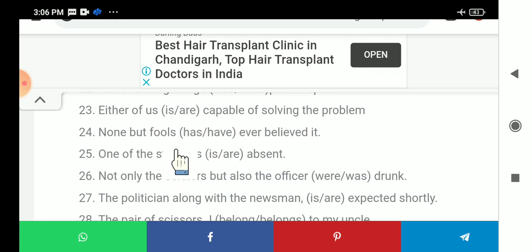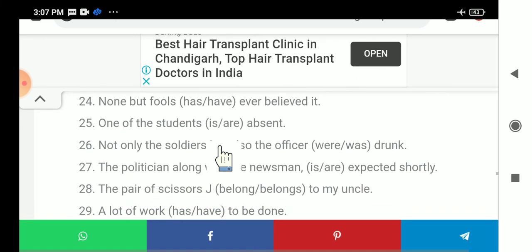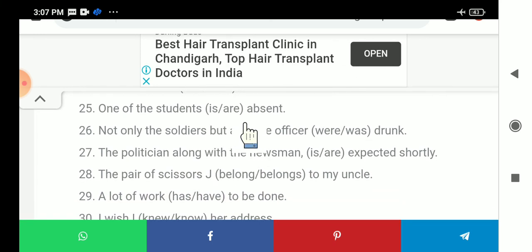None but fools have ever believed it. So "have" here is a plural verb. In "none but fools", "but" is used where none is separated from fools. So fools is in the plural form. With a plural subject, which form of the verb do we have to use? Plural verb. Yes.